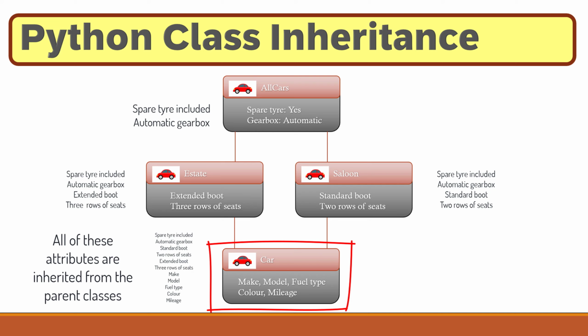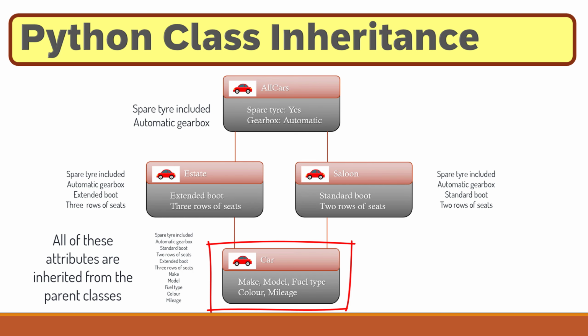But since it's a car that can be of any type of car, it makes sense to inherit from all types of cars. So we may as well inherit from estate and saloon. By the way, this is also known as multiple class inheritance, by inheriting from one or more parent classes. So a child class can inherit from one or more parent classes.